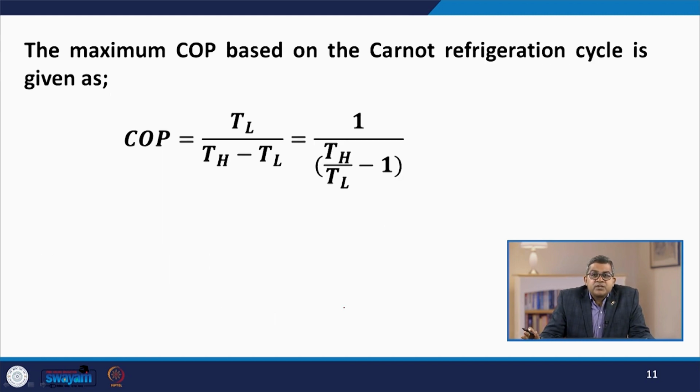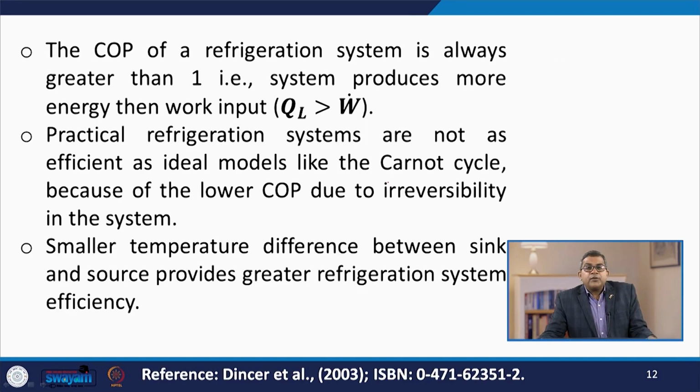So the maximum COP, that is the coefficient of performance, based on the Carnot refrigeration cycle, is given as COP is equal to TL over TH minus TL, and it is equal to 1 over (TH over TL minus 1). The coefficient of performance of the refrigeration system is always greater than 1, and that is because the system produces more energy than the work input. So you can say that QL is greater than W.